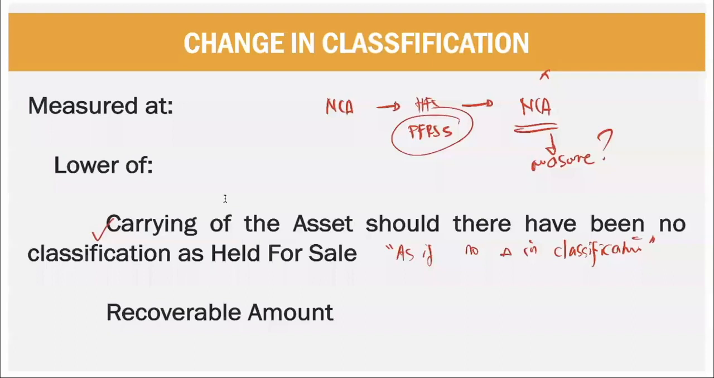Okay. Again, you have a non-current asset. If you classify it as held for sale, what do you use? PFRS 5. Suddenly, you change the classification from held for sale, so you place it back to non-current asset. The problem is, how do you measure it? We measure the lower of the carrying amount as if there is no change in classification and the recoverable amount. So the lower between the two. Okay? Clear?